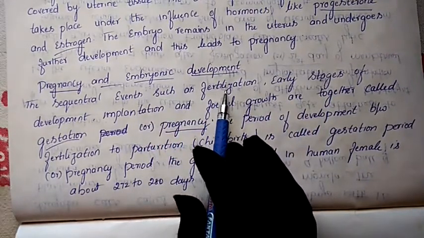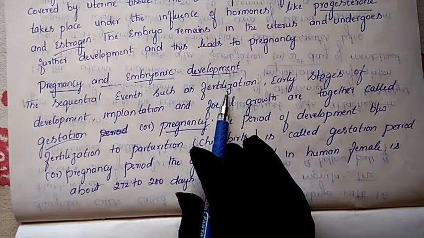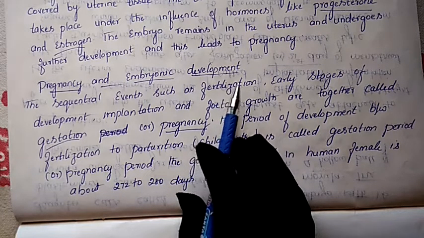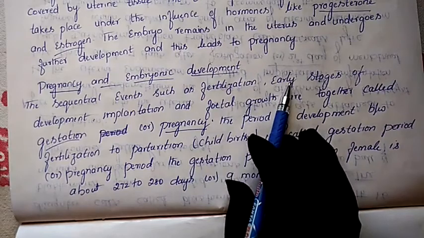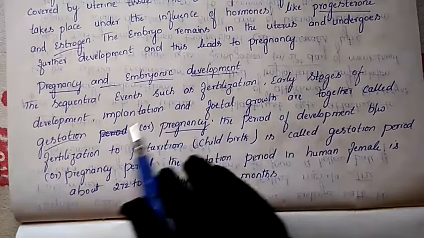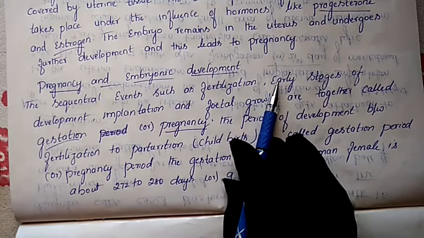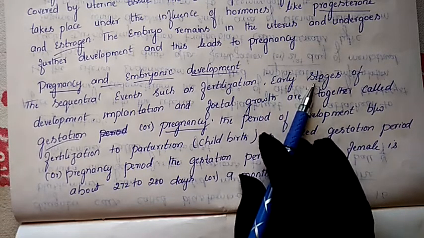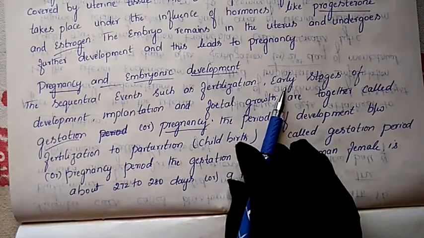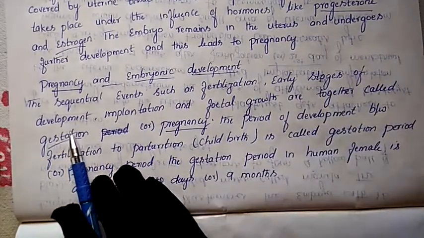In which order? First fertilization takes place, where the sperm and egg get fused together, and it converts into the zygote. Early stages of development: the zygote undergoes mitotic cell division, which we call cleavage. Due to cleavage it converts into the morula, and finally the blastocyst is formed. The formation up to blastocyst is called the early stages of development.